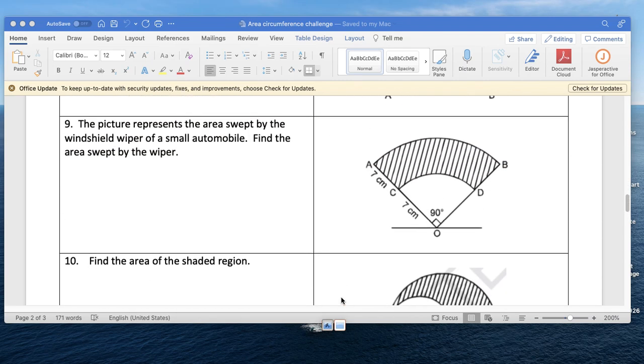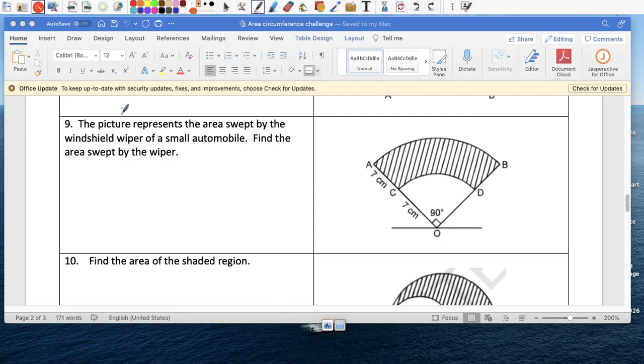9. Windshield wiper. Very popular problem. Find the area swept by the wiper. Well, the picture represents, if you go outside, go check a car out, the windshield wiper, the thing, it's a stick like this, and then the blade is around here. It doesn't wipe the bottom part, it just wipes the top, right? So it goes back and forth. We want to find the area swept by the wiper. So that's the shaded area of interest.